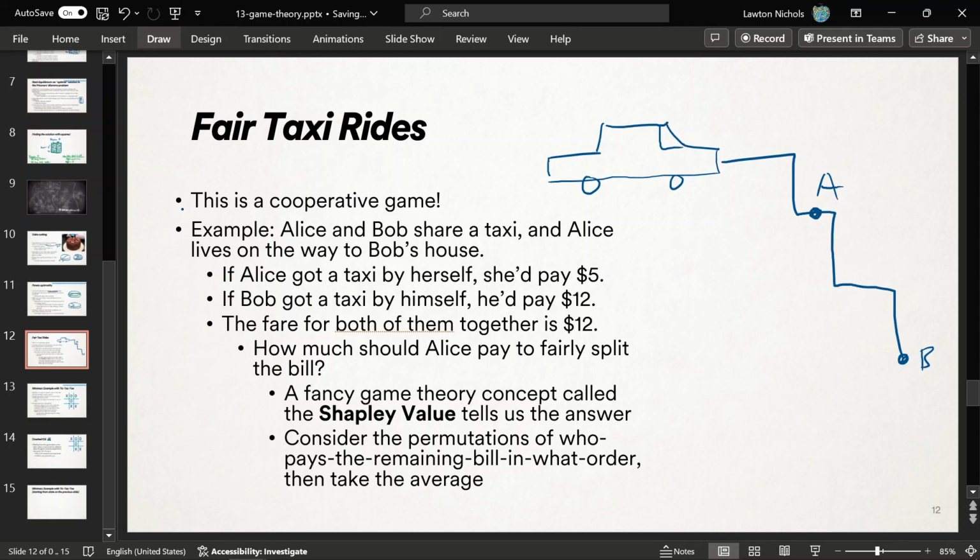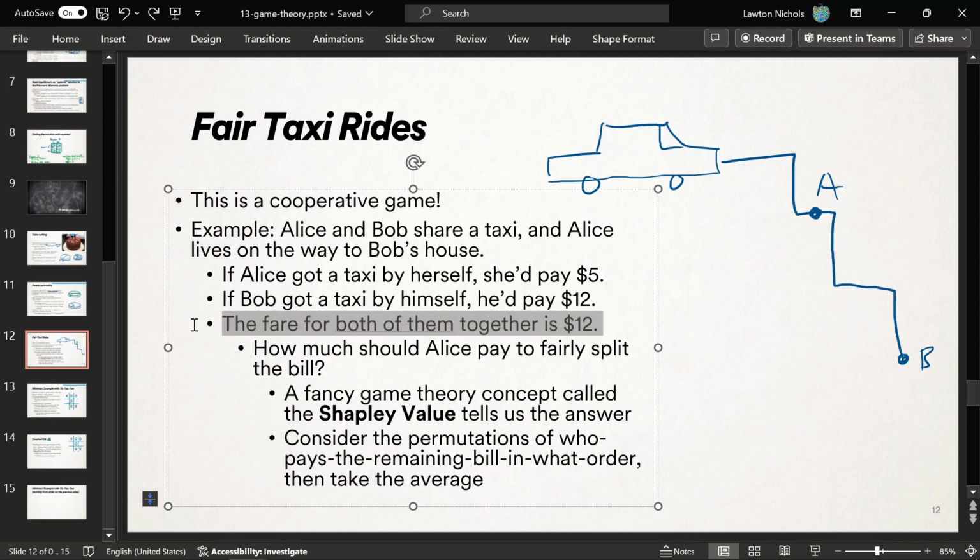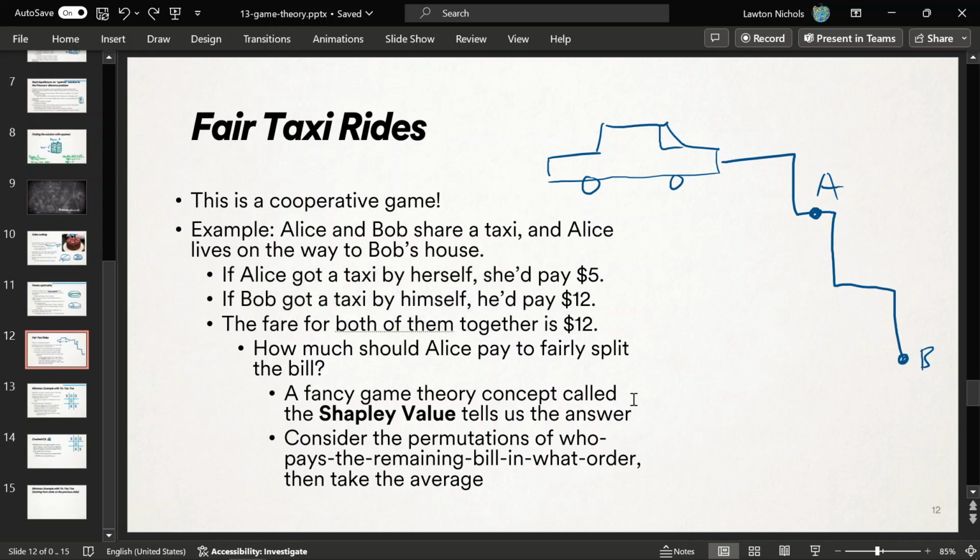And so here's the setup. If they both got separate taxis, this is how we're going to determine the most fair way to split the bill. If Alice gets a taxi by herself, she'll pay $5 because she lives closer to where you live. If Bob went and got a taxi by himself, he'd pay $12, let's say, because his house is farther away. The fare for both of them together, because you just stop really quickly and Alice runs out, is still $12 if they both share a taxi. See that? So how should they split the bill, and how does it be fair?